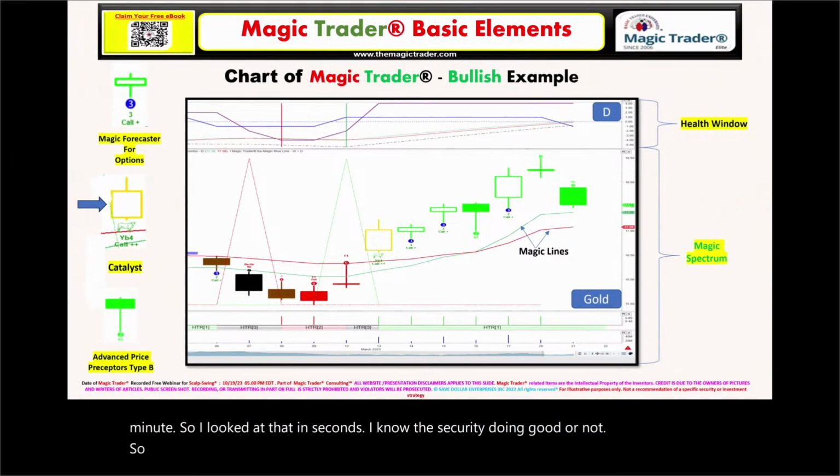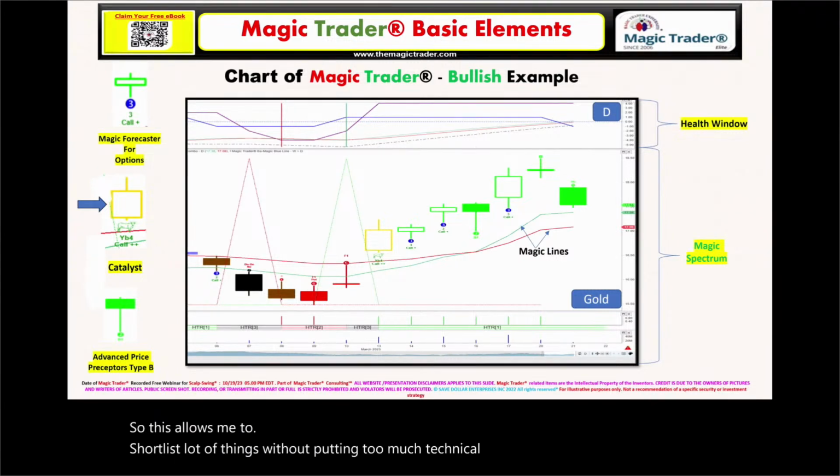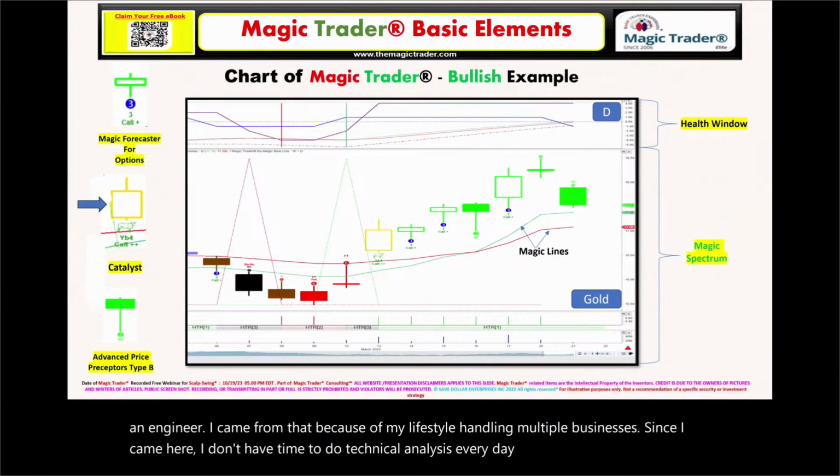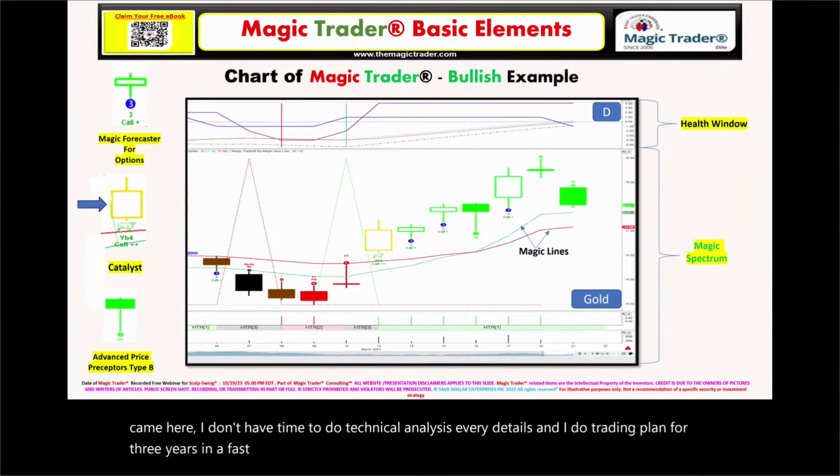So this allows me to shortlist a lot of things without putting too much technical analysis. I'm a technical trader. I'm an engineer. I came from that because of my lifestyle handling multiple businesses since I came here. I don't have time to do technical analysis, every detail, and do a trading plan for 3 years. In a fast-moving market, 24/7, those plans are lagging.